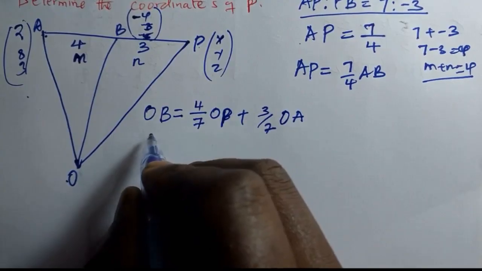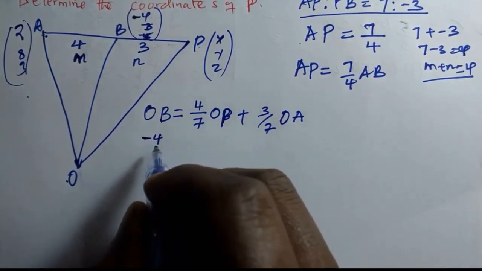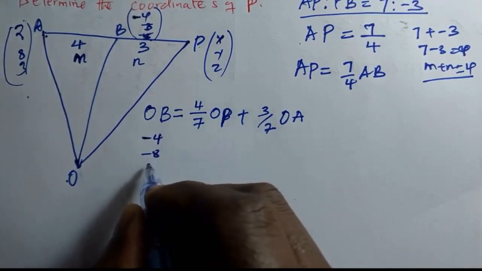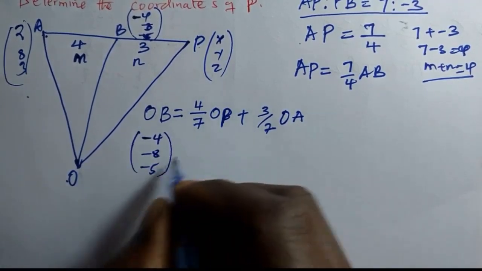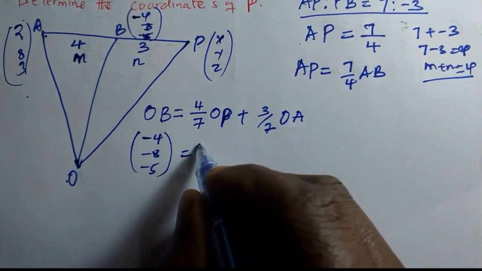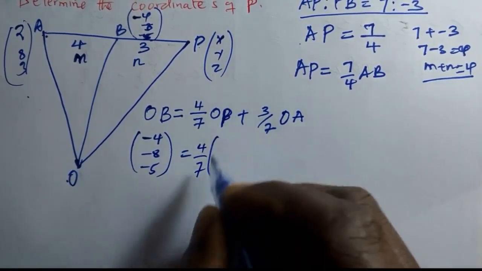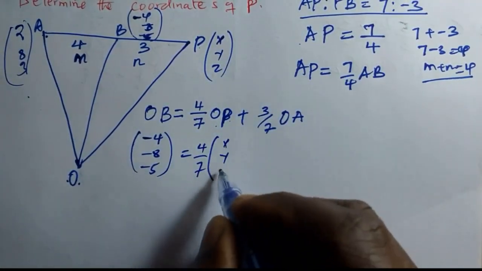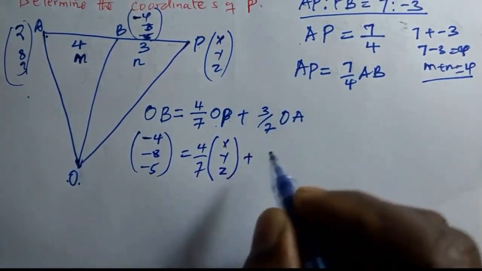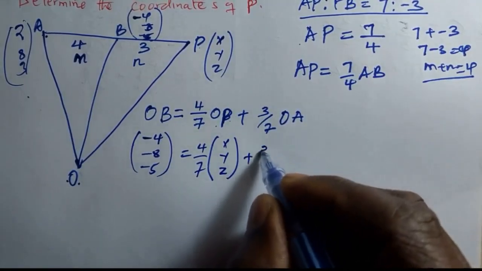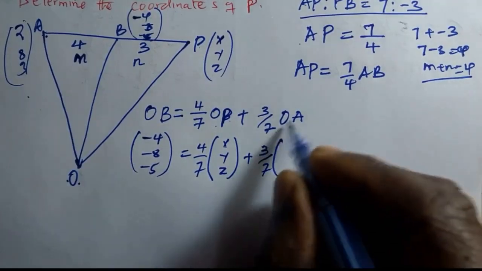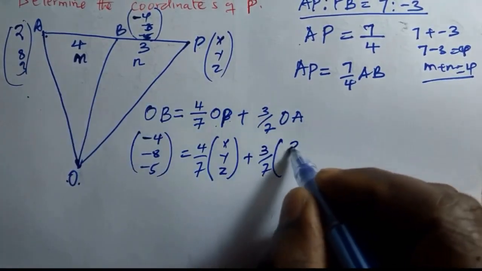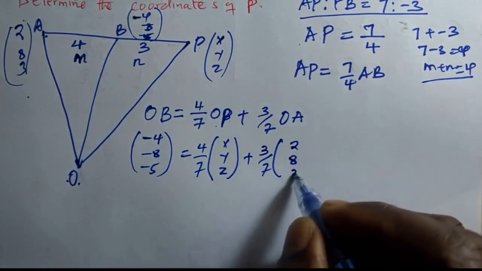Now, this one was negative 4, negative 8, negative 5, which is equal to 4 over 7 OP, we are looking for OP, which is x, y, z, plus 3 over 7 OA, which is 2, 8, 3.